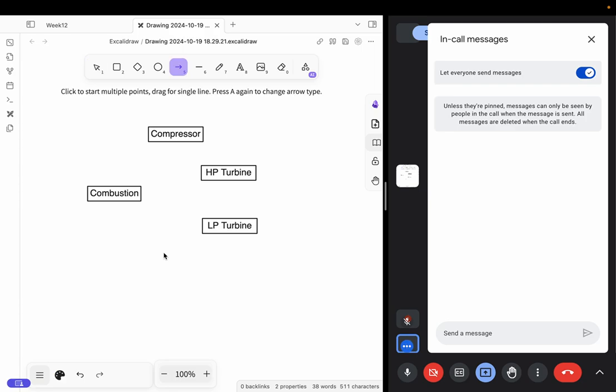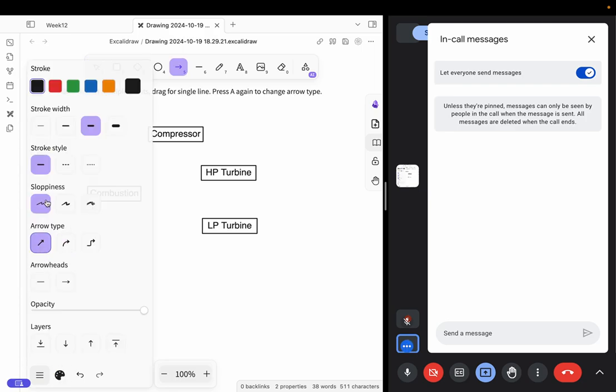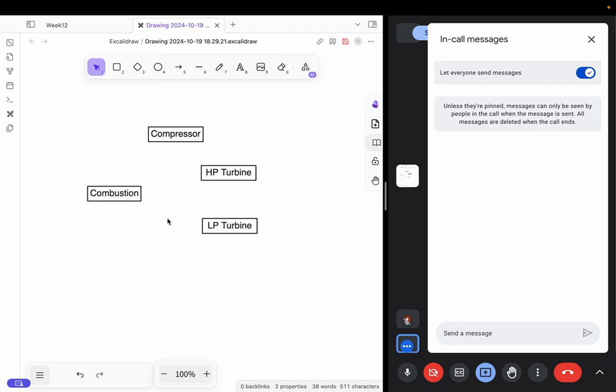If I just connect them with the appropriate arrows: from the combustion, going to the compressor. From the compressor, you first go to the high pressure turbine. From the high pressure turbine, you go into the low pressure turbine. And from the low pressure turbine, it will be exhaust. Just write exhaust here. This is why it is not called a cyclic process.